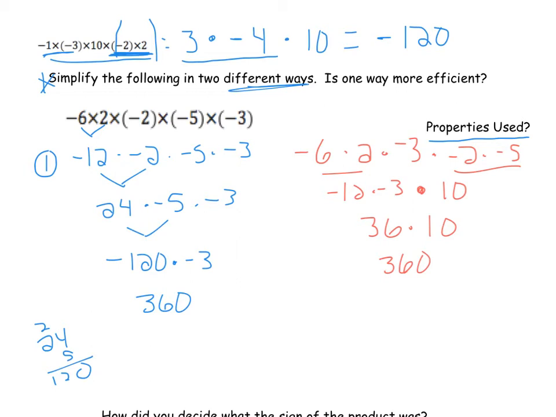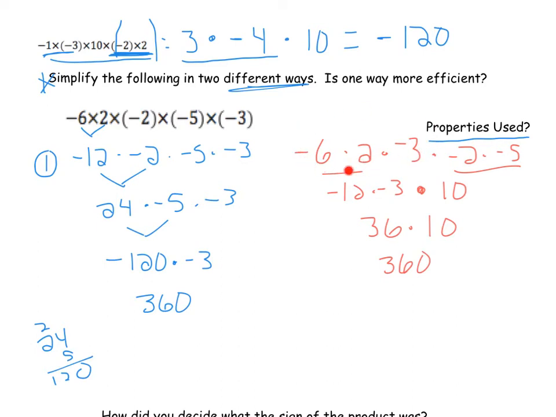The second way I chose is I used the commutative property first. I saw this -2 and the -5. I like to multiply by powers of 10 because that just means I'm adding a 0 to whatever I'm multiplying by. So I took this -3 and I moved it, I used the commutative property to put it in the front. So then I had this.